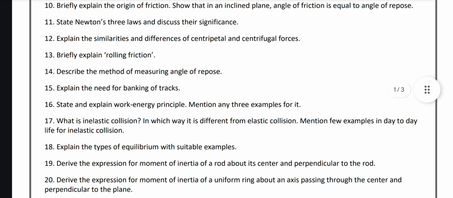17th, what is inelastic collision? In which way is it different from elastic collision? Mention few examples in day-to-day life of inelastic collision. 18th, explain the types of equilibrium with a suitable example. 19th, derive the expression for moment of inertia of a rod about its center and perpendicular to the rod.